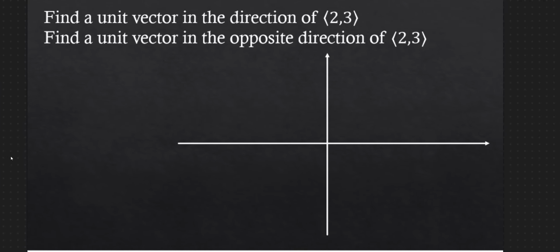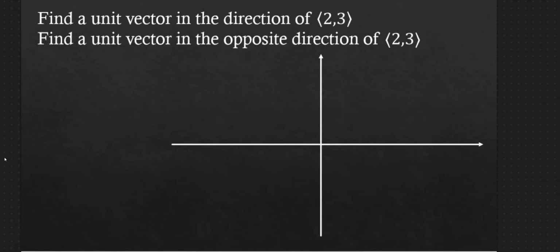Well, let's work out an example here. Find a unit vector in the direction of <2, 3>. You can totally work this out with everything we've done, so if you want to pause the video and work this out yourself, that would be great. Remember what the steps are for actually working this out.